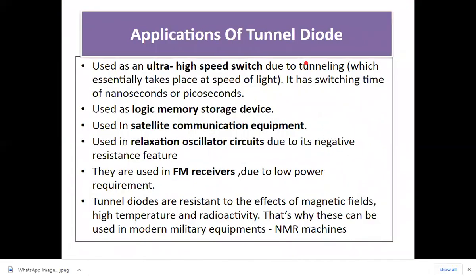Now we come to the applications of tunnel diode. It is used as an ultra high speed switch due to tunneling, which essentially takes place at speed of light. It has switching time of nanoseconds or picoseconds. Used as logic memory storage device, used in satellite communication equipment, used in relaxation oscillator circuits due to its negative resistance feature. They are used in FM receivers due to low power requirement.